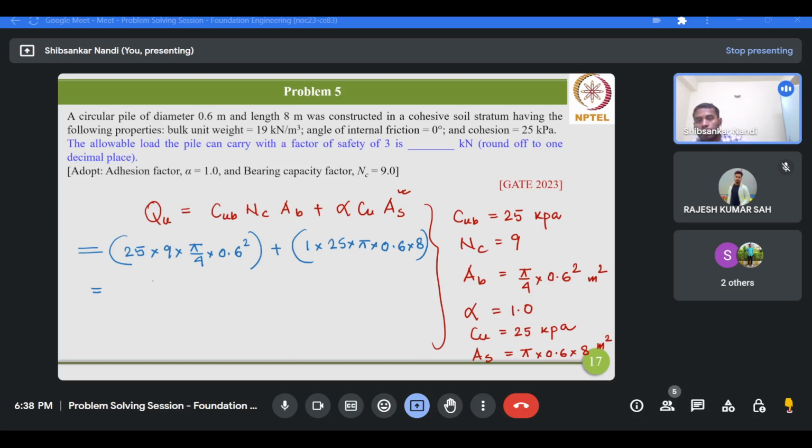So I am getting this ultimate load for the given circular pile as 440.61 kilonewton. Now we have to determine the allowable load. So we have to divide this Qu by the factor of safety. So 440.61 divided by 3. So 146.87 kilonewton.